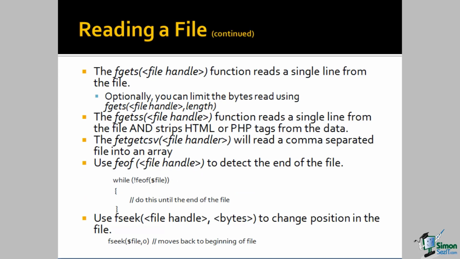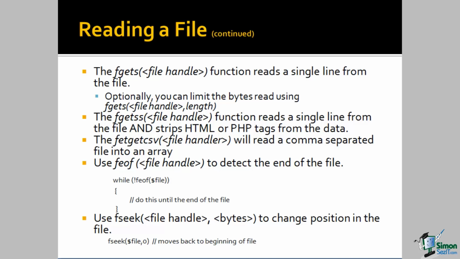Now, how else can we read data from a file? There's a function fgets that will read a single line of data from a file. And then even further, we can use fgets to read only part of a single line from the file by specifying in the function call the number of bytes to read. Now, depending on the content of the data, we could use the function fgetss, which will strip the HTML and PHP tags from the input data as it's read. Another very useful function, fgetcsv, will read a comma-separated file directly into an array for us.